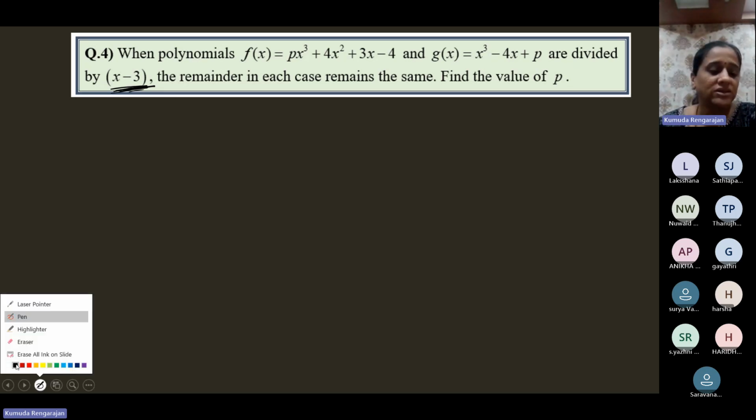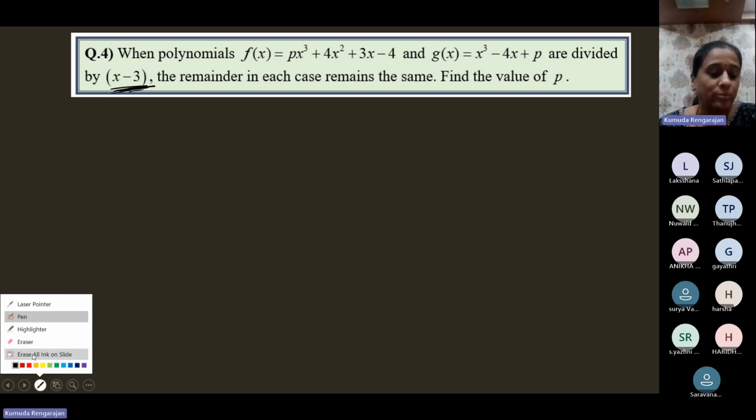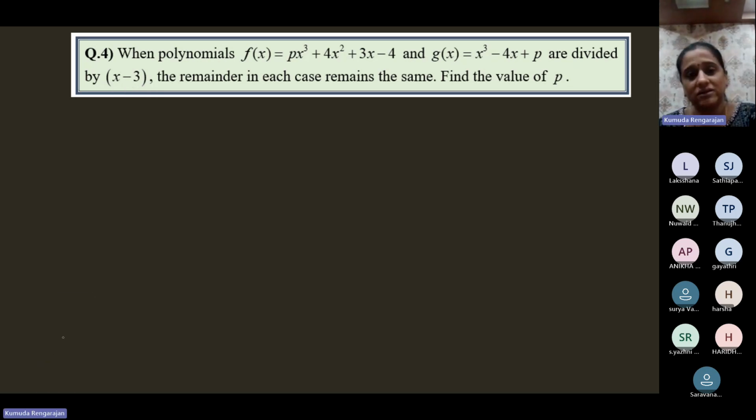So you can see here that the dividend polynomials can be of any degree. F of x and g of x are the dividend polynomials. They can be of any degree. Here you can see both of them are cubic polynomials. But the divisor polynomial has to be linear. You can see it's linear.